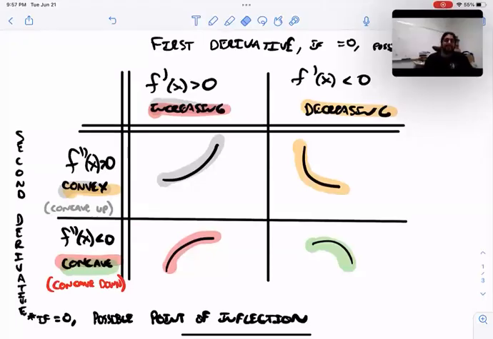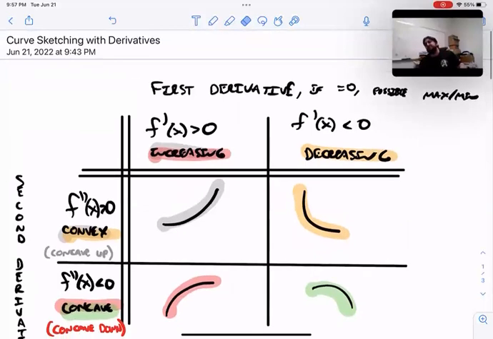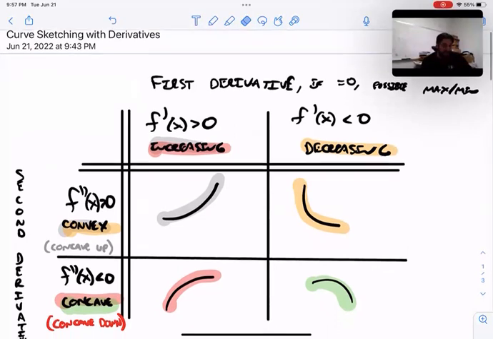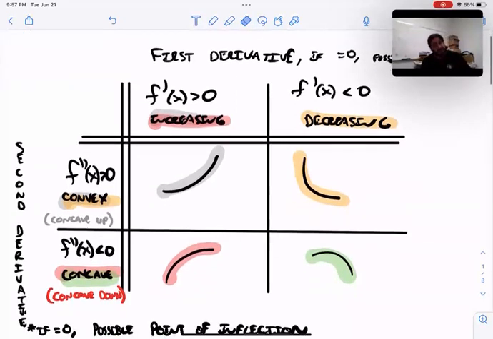Hello. So today I want to talk about graphing using derivatives. Sometimes it's called curve sketching, right? Sketching a graph of a curve that we might not know what it looks like. Derivatives, in particular, the first and second derivative together, really help us determine the shape of the graph.